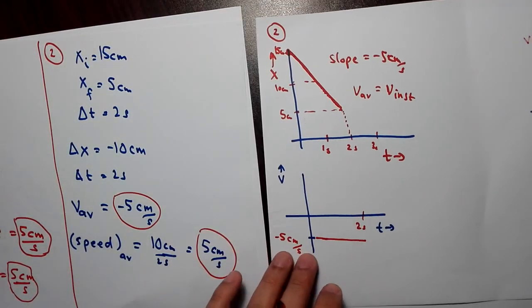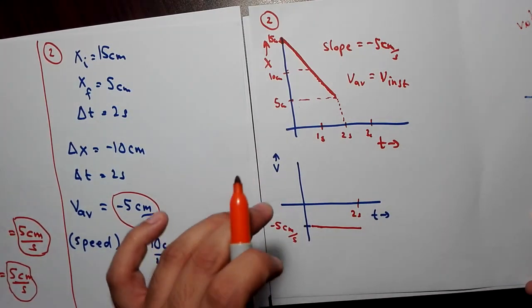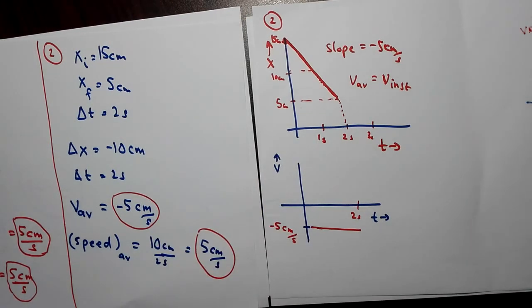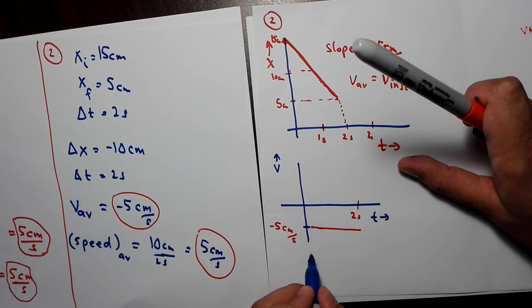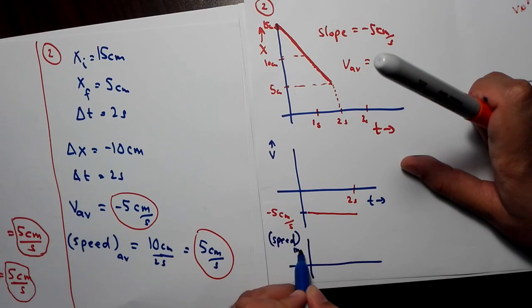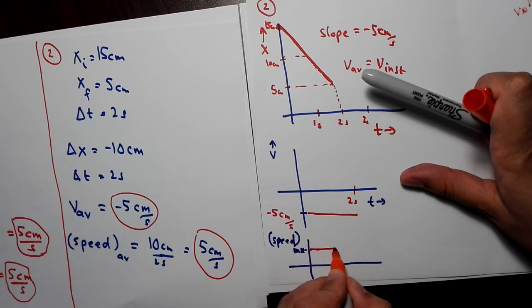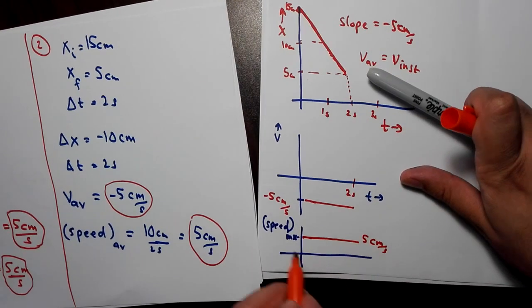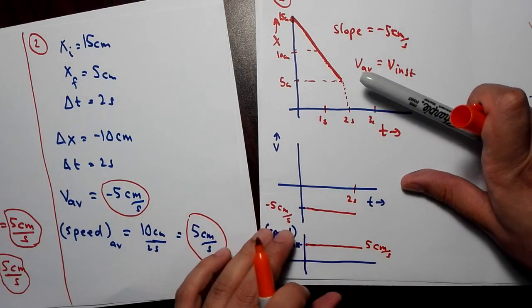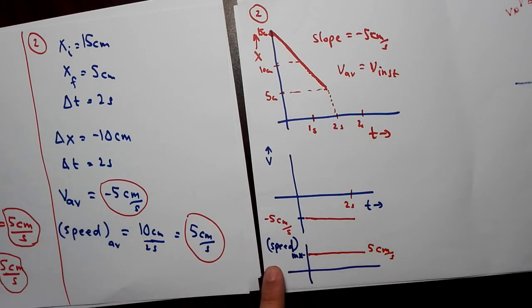And if you plot the instantaneous speed, as I said, instantaneous speed is the magnitude of instantaneous velocity. Since the instantaneous velocity is the same as average velocity, if you plot the instantaneous speed, it's just going to be the same value, but you just get rid of the negative side. So it's just like 5 centimeters per second, a horizontal line. So that's the instantaneous speed. It is the magnitude of instantaneous velocity. Since this is 1D, you just get rid of the negative sign. When you go to 2D and 3D, you have to use the Pythagoras theorem to get the instantaneous speed. But in 1D, it's easy.